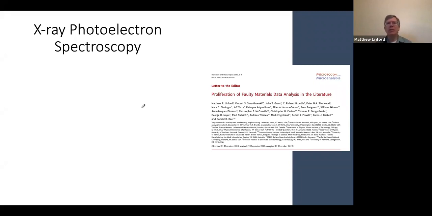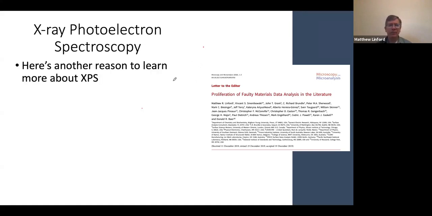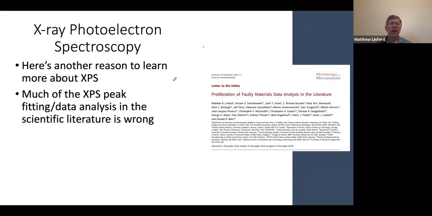But as XPS has become more and more important, lots of people have been using it. And what the experts in the field have been finding is that there's simply a lot of incorrect data analysis that's appearing in the literature. And in fact, it's fairly bad right now. So this is another reason to learn a little bit more about XPS, and I will repeat, much of the XPS peak fitting and data analysis in the scientific literature is simply wrong.